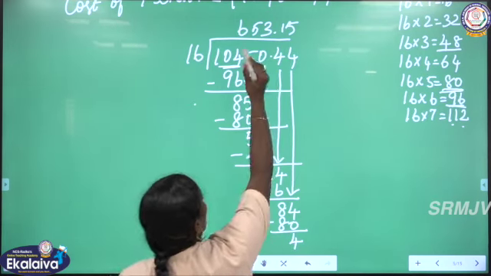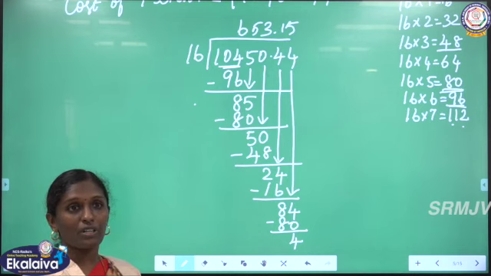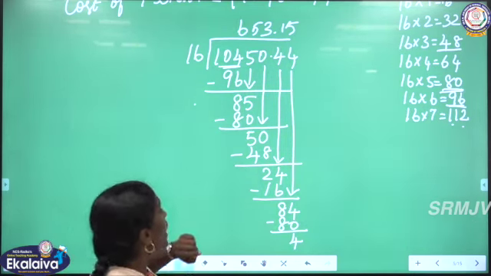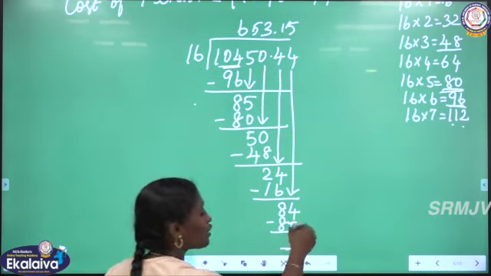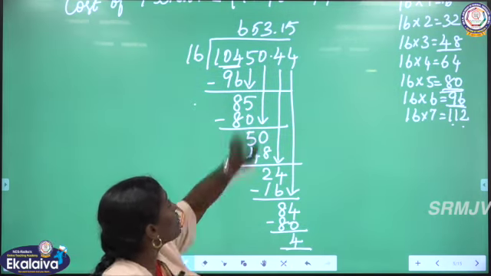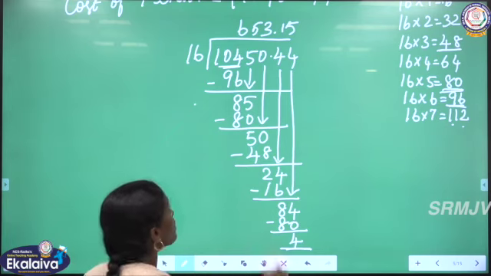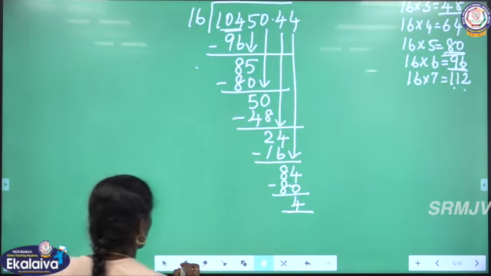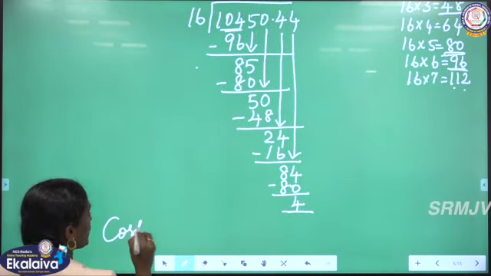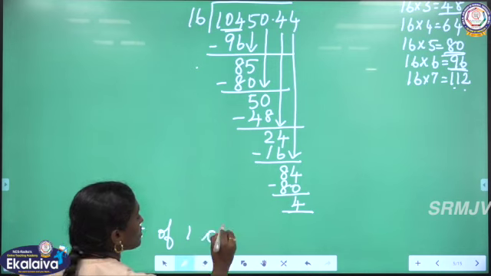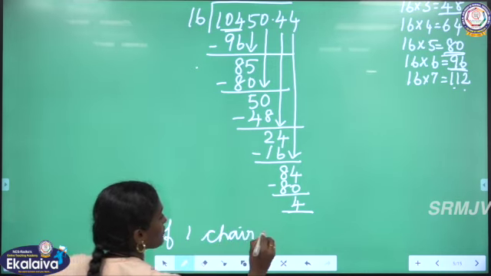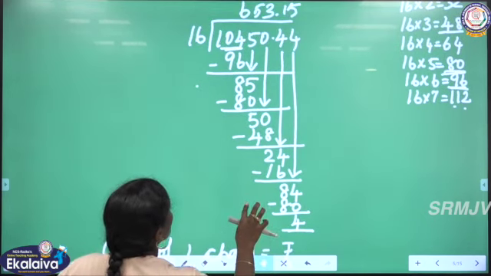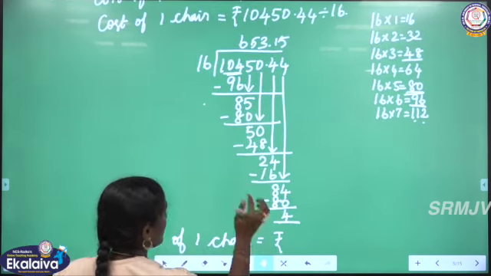Okay, here while writing the decimal number as rupees, we need only 2 decimal places. So I am going to stop here. I am not going to do the division again. We got the 2 decimal places. So this is the cost of 1 chair. So the cost of 1 chair is equal to rupees 653.15.